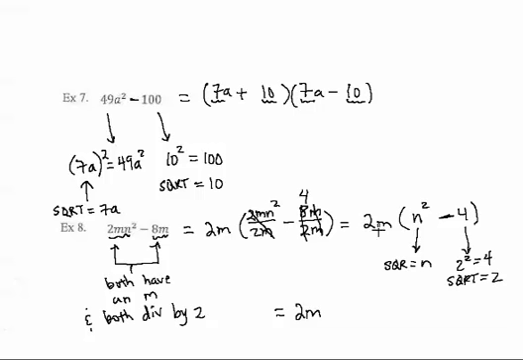You simply just bring down the 2m. You don't want to throw it away. And we're going to break up this second part into the two binomials. We place an n as the first term in each, a 2 as the second term, and then we place a plus and a minus between the two. And at this point we've factored this polynomial completely. Finished.